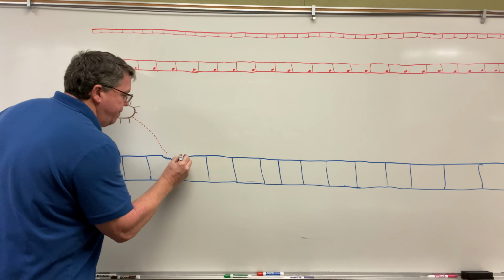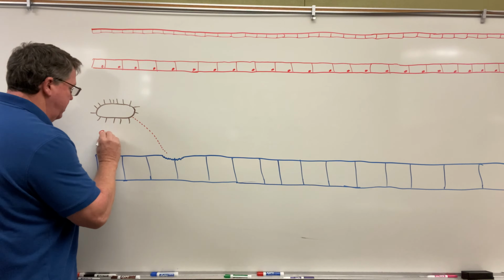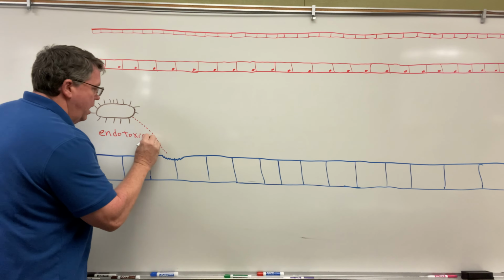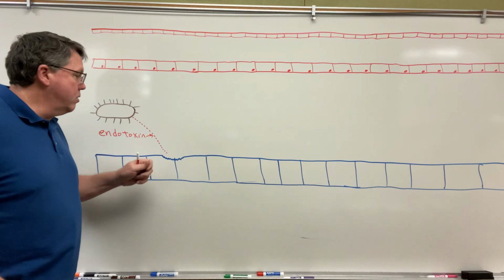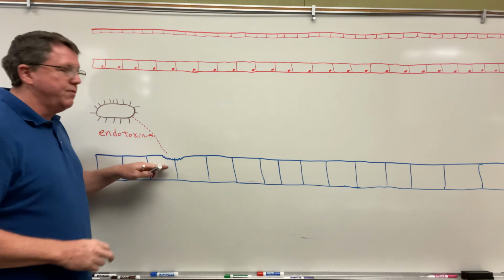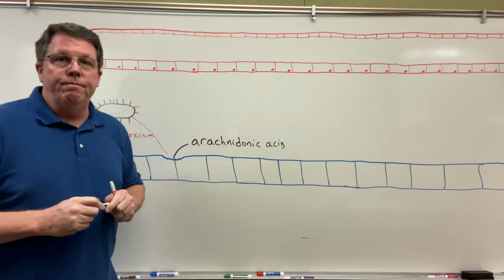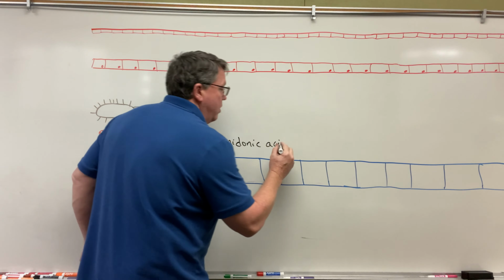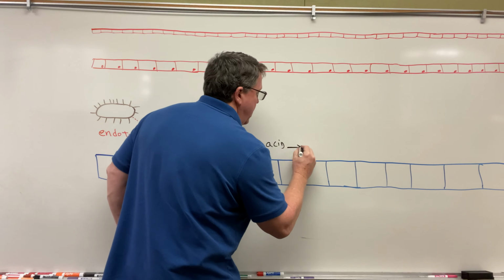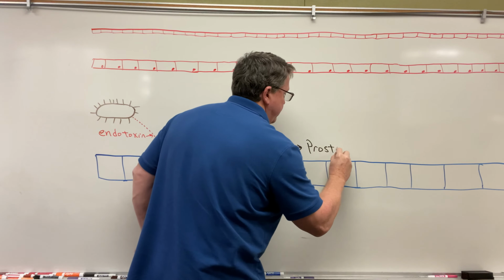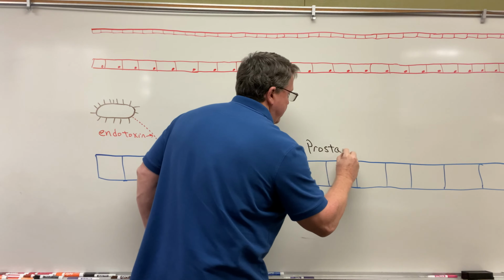All right? Now, here's what's going to happen. And again, this is our endotoxin. You actually have an enzyme, and what it's going to do is convert the phospholipids that are here into arachidonic acid. You may have heard of the term arachidonic acid before because it's actually found in red meat. Then some other enzymes are going to convert this arachidonic acid into what we call prostaglandins, and also into something else that we call leukotrienes.